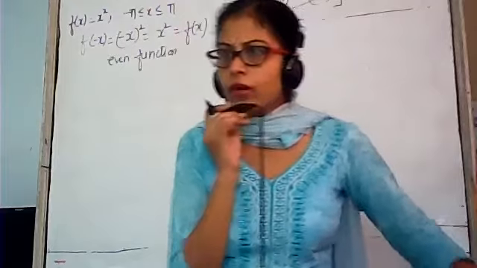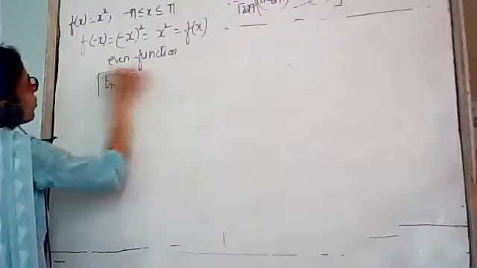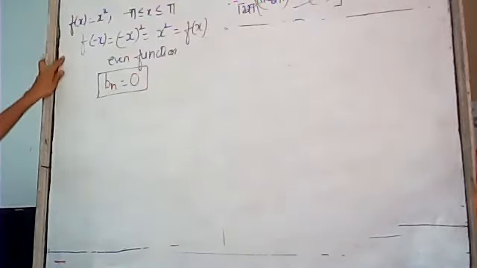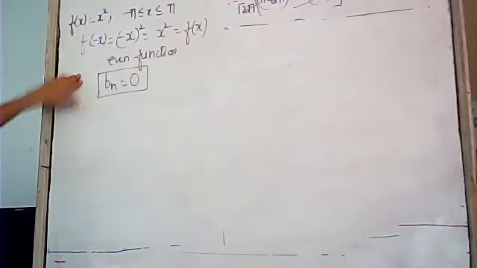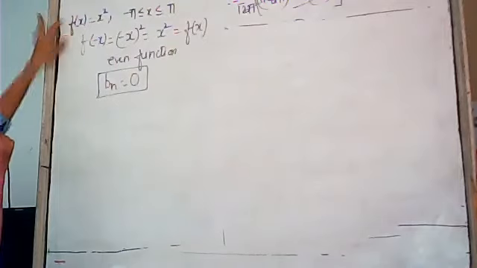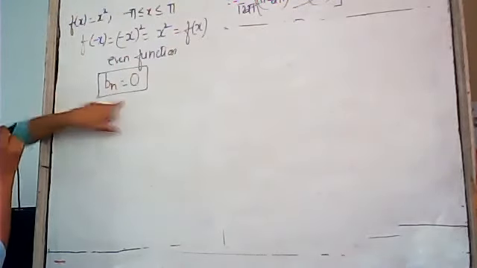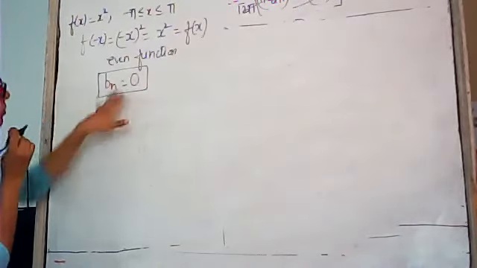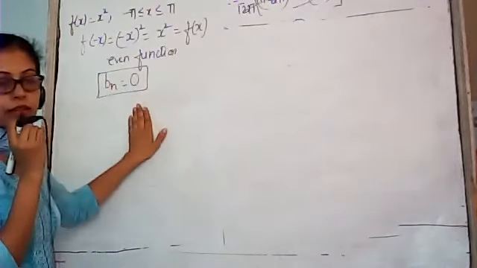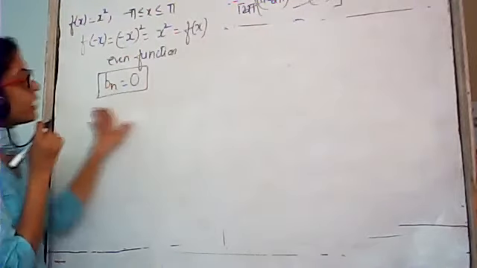Bn will be equals to 0. We no need to find this bn. Yesterday we wrote down some results on even and odd functions. If the limits are the same and we have to evaluate the function, in that case if the function is even, then bn will be equals to 0. So in this case we came to know that bn is 0, so we no need to find this.